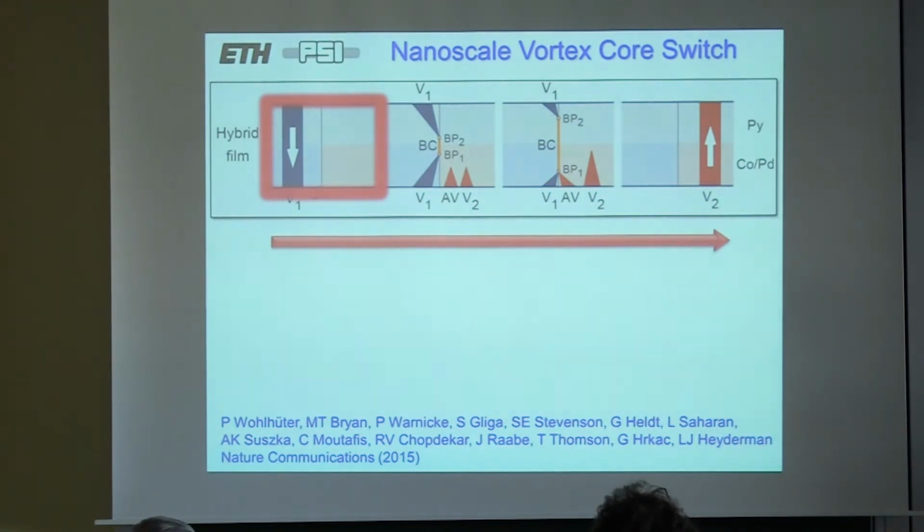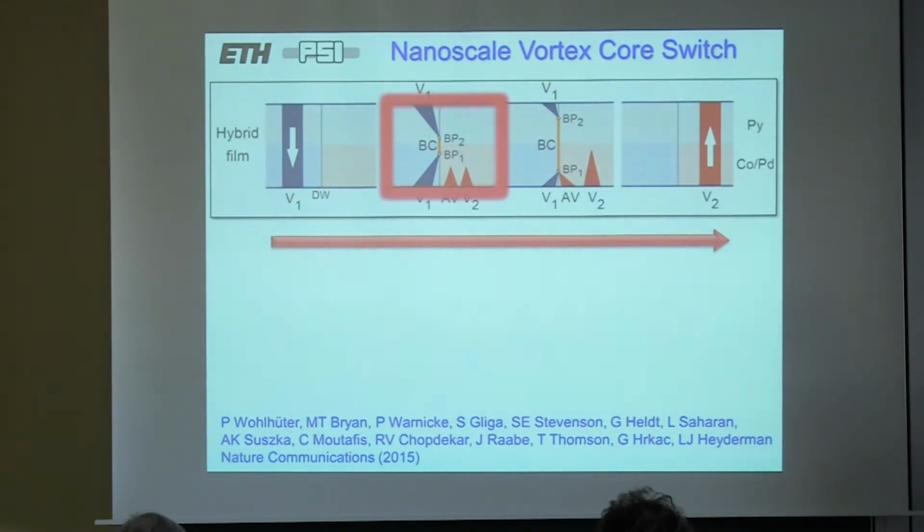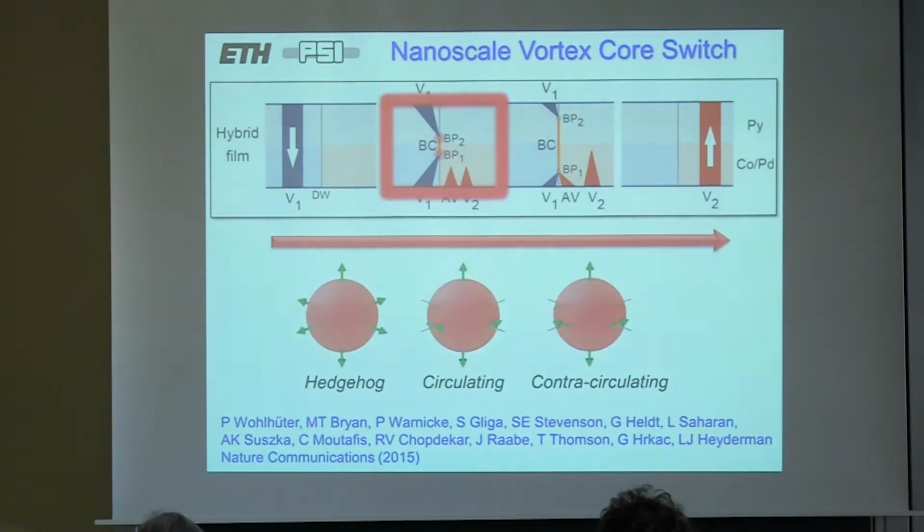So this is this hybrid system. It's actually a cobalt-palladium multilayer with a permalloy layer on top. So below is an out-of-plane system. This is an in-plane system. And here is the vortex core with magnetization pointing downwards. And when it approaches the boundary, actually, there are two singularities that are formed. These are something that is referred to as Bloch points. And they look something like this.